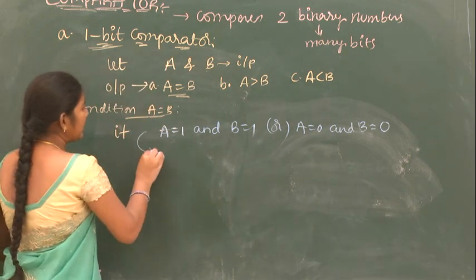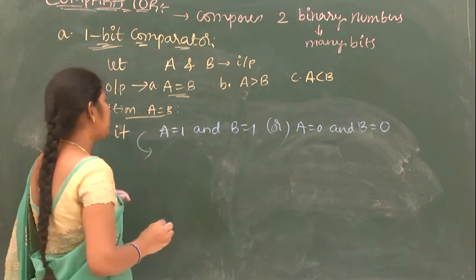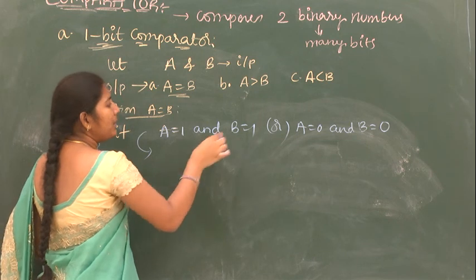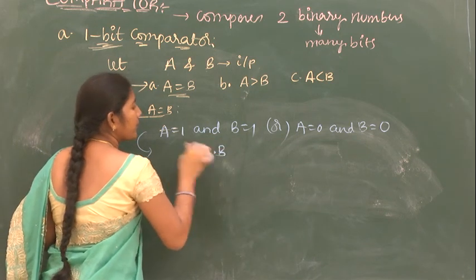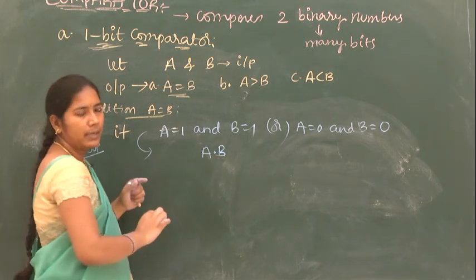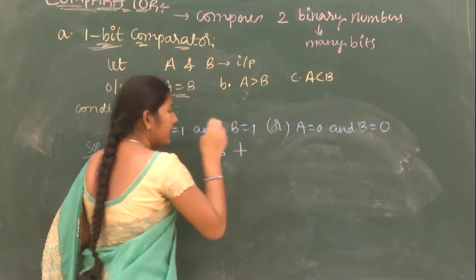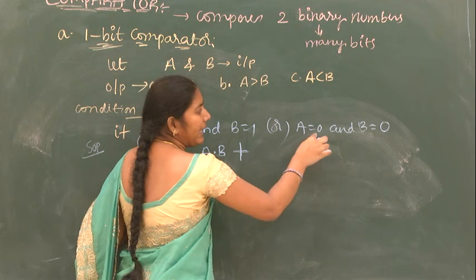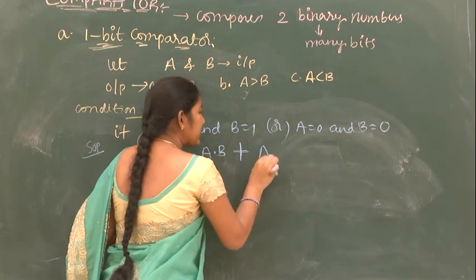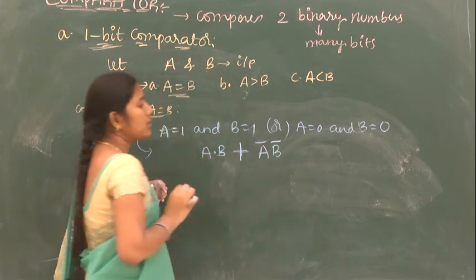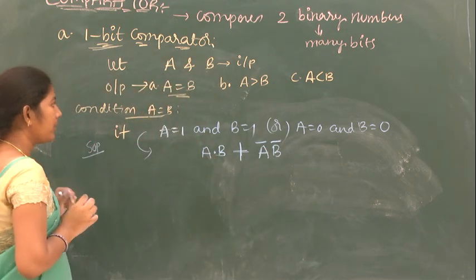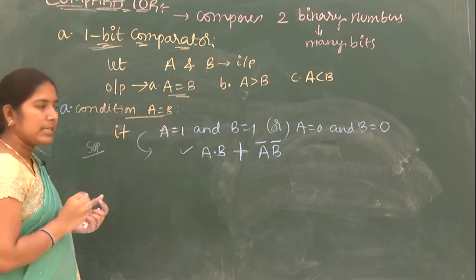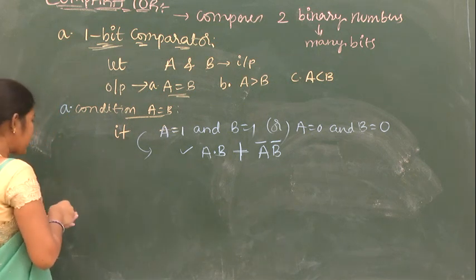Now, I will convert this sentence form into a logic expression by using SOP form. So A and B, and I consider A and B high as it is, OR. I will consider it with the OR symbol. A is 0 and B is 0. So 0 means I can consider it in complemented form. So A bar and B bar. Right. So this is the logic expression for the condition A equal to B. Similarly, I will develop the logic expression for the next case.